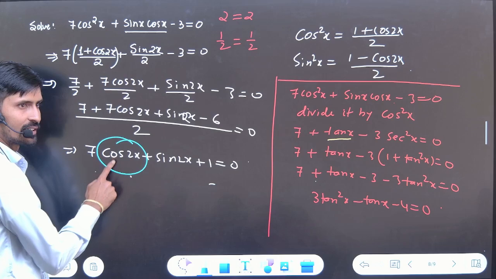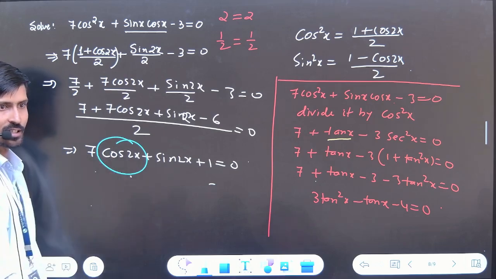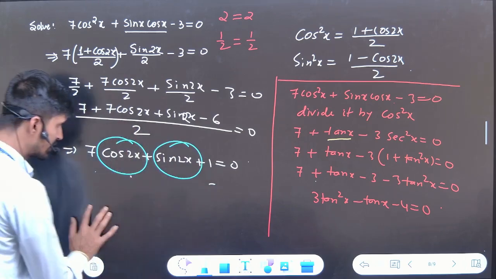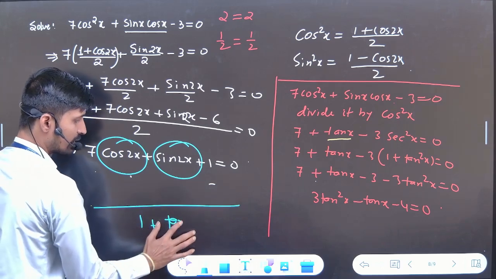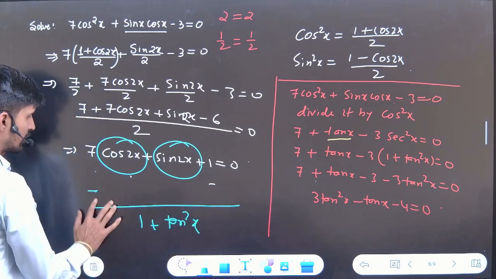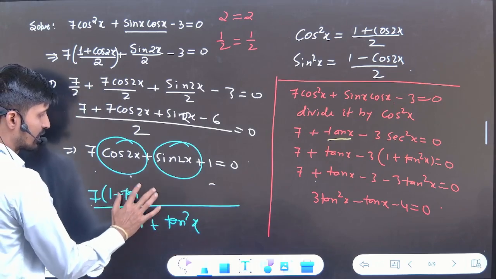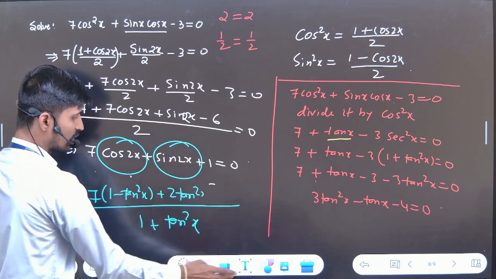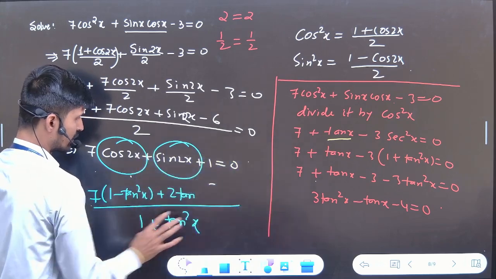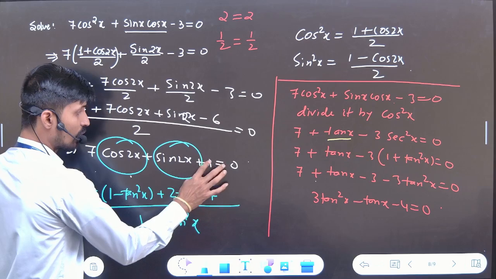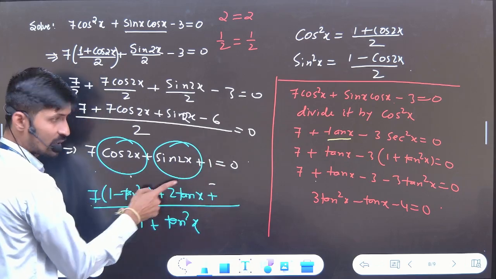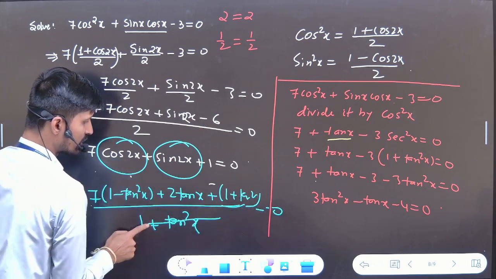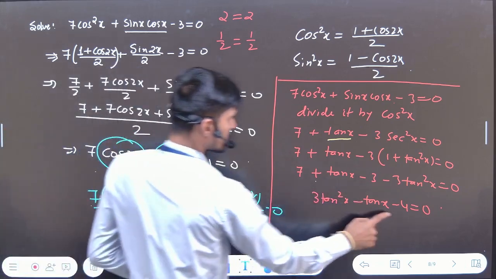Cos 2x I will write as 1 minus tan square x by 1 plus tan square x. Sin 2x I will write as 2 tan x upon 1 plus tan square x. LCM I will take 1 plus tan square x. Here it will be 7 times 1 minus tan square x. Here it will be 2 tan x, not tan square x, plus 1. So denominator 1 plus tan square x is there, and that will multiply here, 1 plus tan square x is equal to 0. This you can cross multiply. Whatever you get here, you will get the same thing.